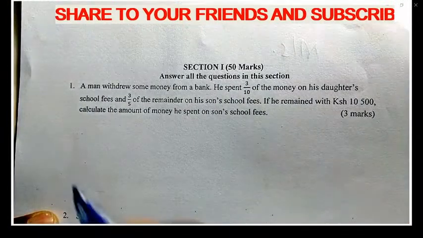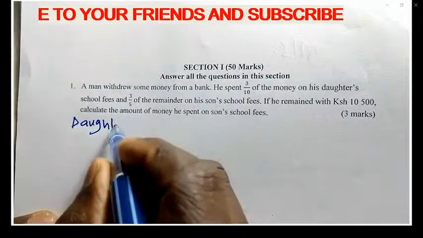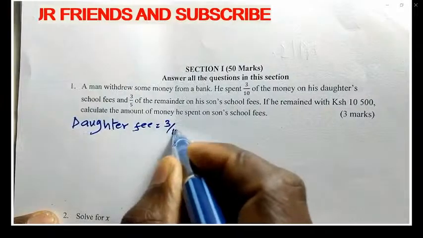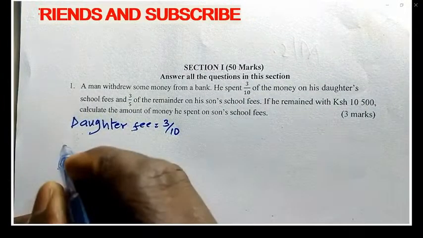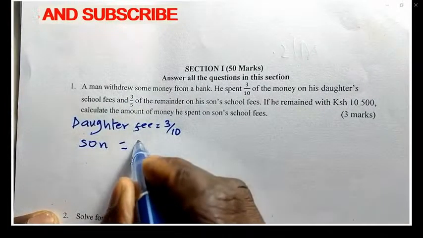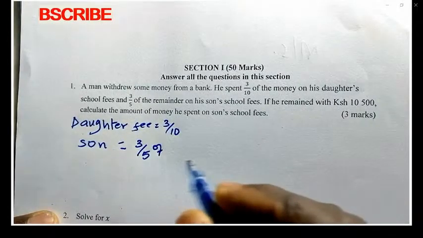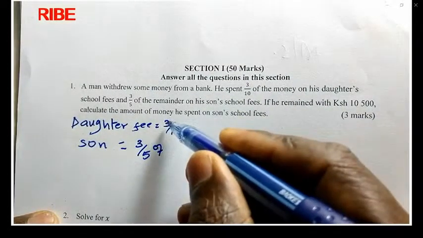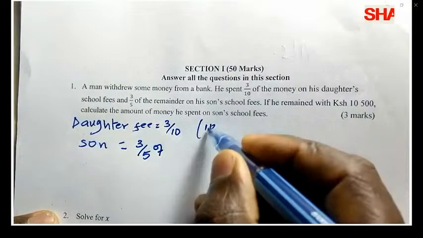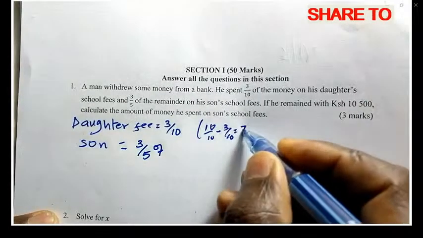So first we have daughter. Fee ambayo ni 3/10. Second we have son, ambayo fee yake ni 3/5 of the remainder. So kama msichana ametumia fee yake ni 3/10, the remainder, how do you get the remainder? The remainder is 10/10 minus 3/10 ambayo inakupea 7/10. That's what is the remainder.